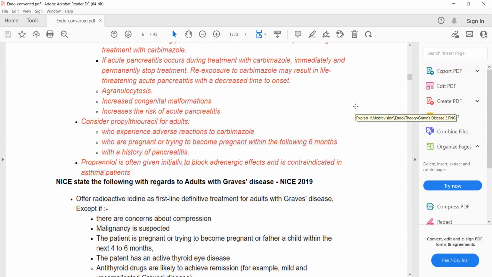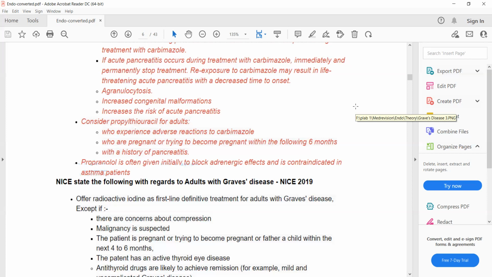And what are those situations? If someone experiences an adverse reaction to carbimazole, such as if someone develops acute pancreatitis, then in this situation we'll use propylthiouracil. Women who are pregnant or who are trying to become pregnant within the following 6 months, or women with a history of pancreatitis, will use propylthiouracil instead of carbimazole.